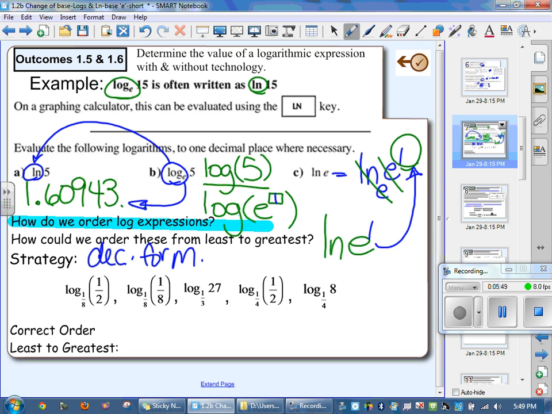So I'll give you a couple minutes to solve each of those and then order them left to right, least to greatest. Okay, give you a couple minutes, push pause now, push play when you're ready.